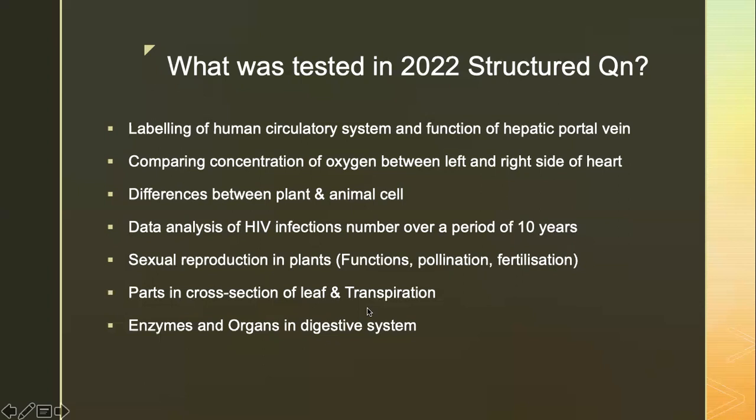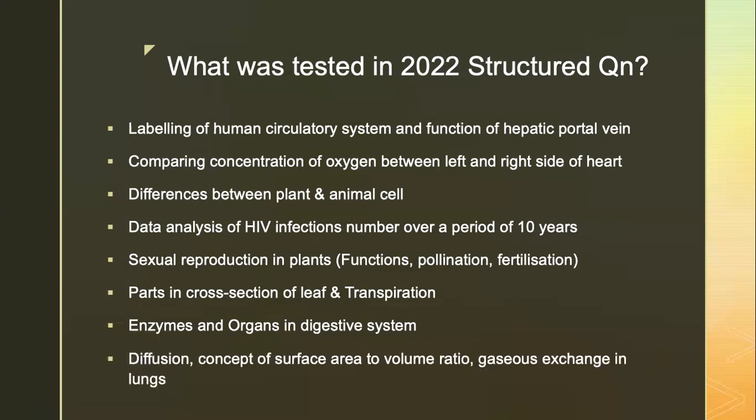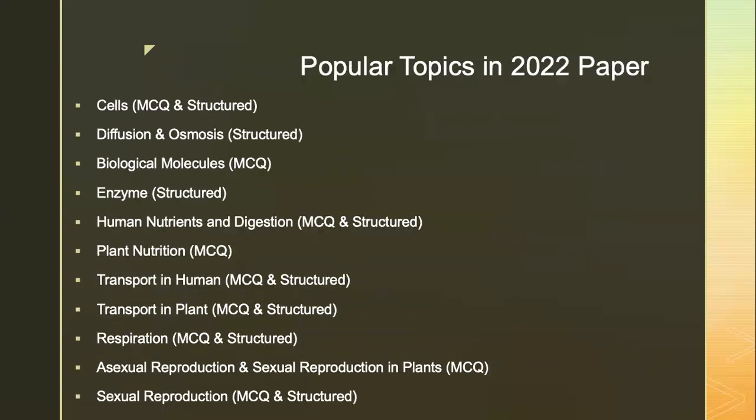Parts in cross-section of leaf and concept of transpiration, enzymes and organs in digestive system, diffusion concept of surface area to volume ratio, gaseous exchange in lungs, in the alveoli.